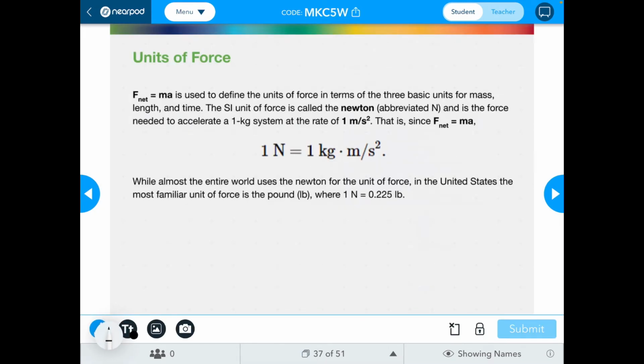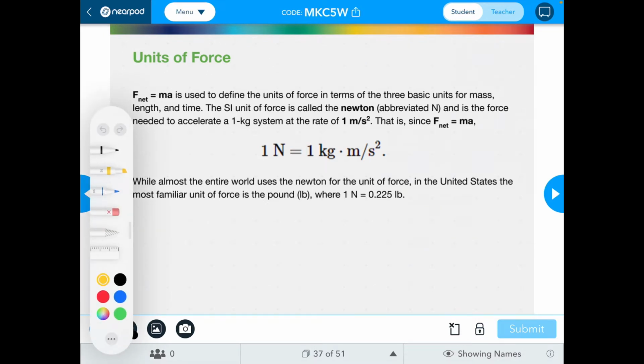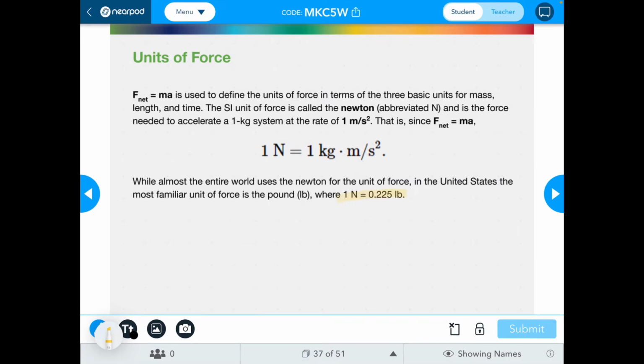So we already talked about the unit of force, but here we are with what a Newton really is broken down. It's a kilogram meter per second squared. That is mass times acceleration, right? And we also are given this conversion between newtons and pounds. So 1 newton is 0.225 pounds.